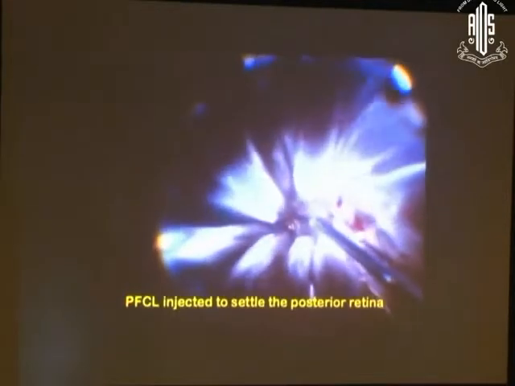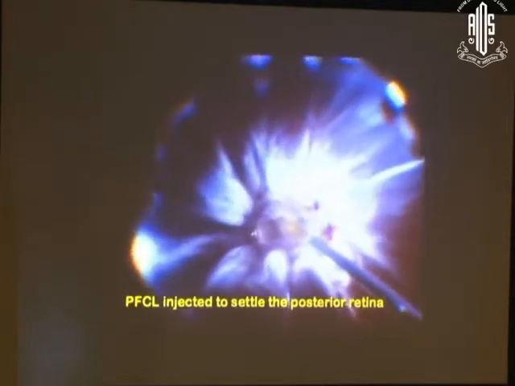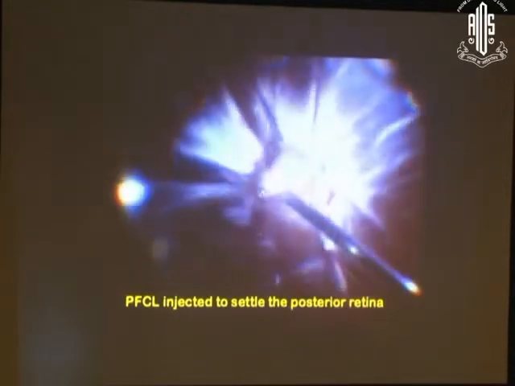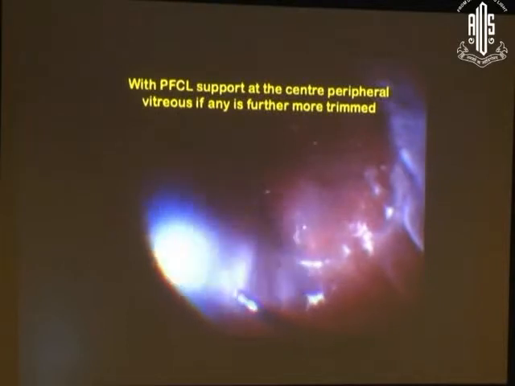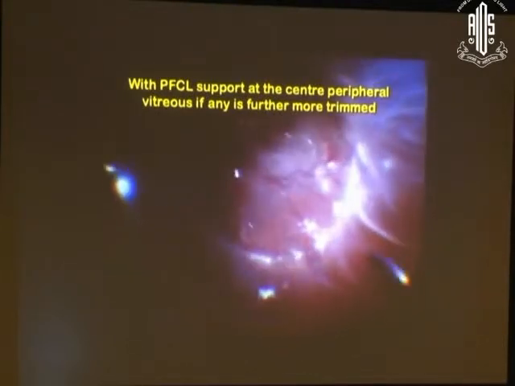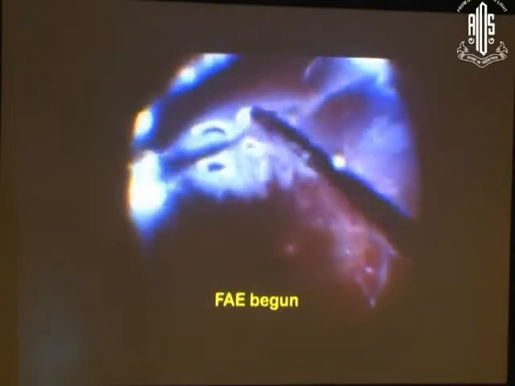So you need to remove all possible pre-retinal membrane, but don't get over aggressive, otherwise you lead to multiple iatrogenic breaks. Sometimes if later on under the oil you find a membrane when you're doing a silicone oil removal, you can remove the epiretinal membrane. So aggression is important, but not over aggression. Again, with PFCL support posteriorly, the peripheral vitreous is shaved off. Fluid air exchange begun.